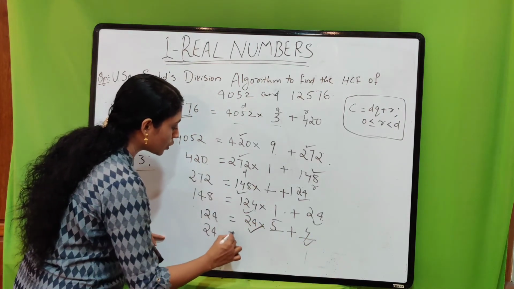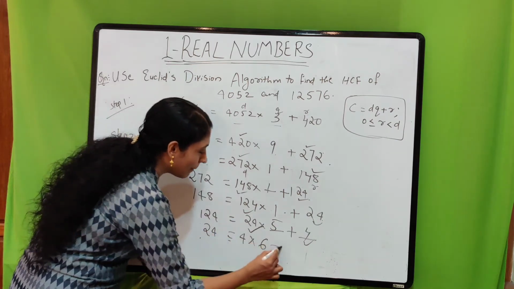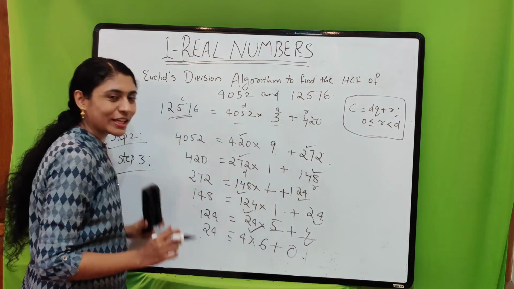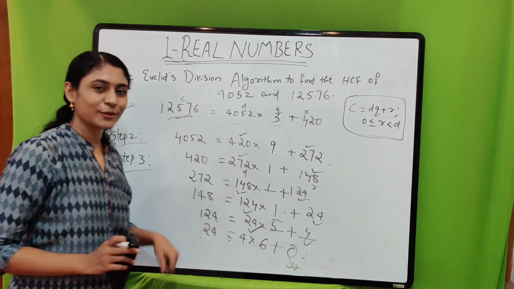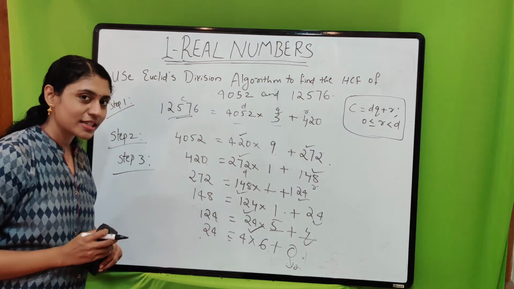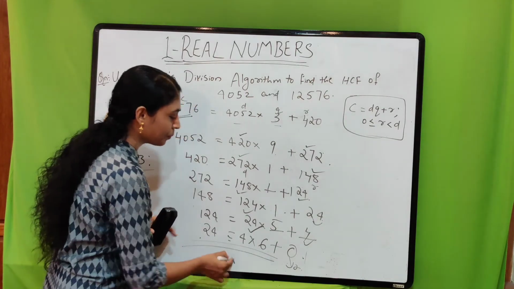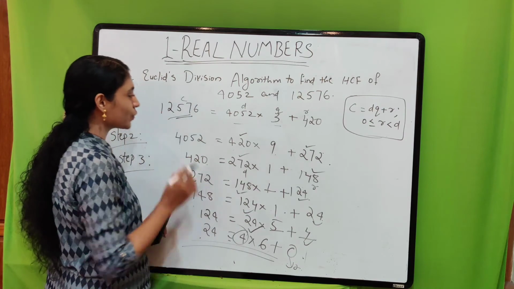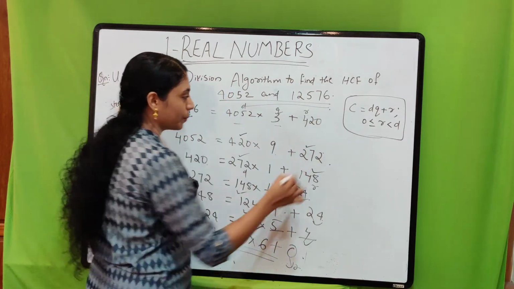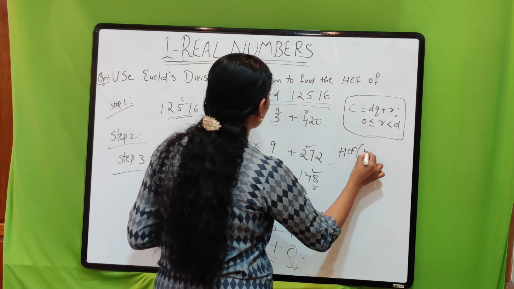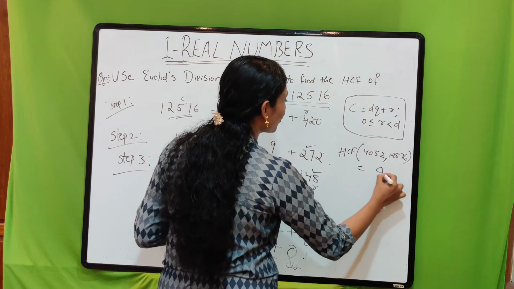So 24 is equal to 4 into 6 plus 0. 4 into 6, it is 24 plus 0. In this step, we reached the remainder 0. So we can stop because we can't proceed further. Understood? So what is the HCF? HCF is the divisor here. The divisor at this stage is the HCF. And what is the HCF? 4. So we can write HCF of 4052 and 12576 is 4. That is, HCF of 4052 and 12576 is equal to 4.